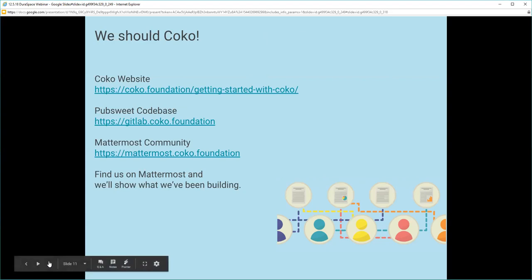So this slide is where you can find out more about the Coco community. It's all, like I said, open source. That Mattermost link, Mattermost is like an open source version of Slack. It's a chat app where you can come ask questions. There's always people on there. You can find links to the different projects, or you can ask people to fill you in on the details of what they're working on. The code base is there under the PubSuite code base. It's all open source. You can see all the different projects in there, and Coco's website is there if you want to learn more about them.